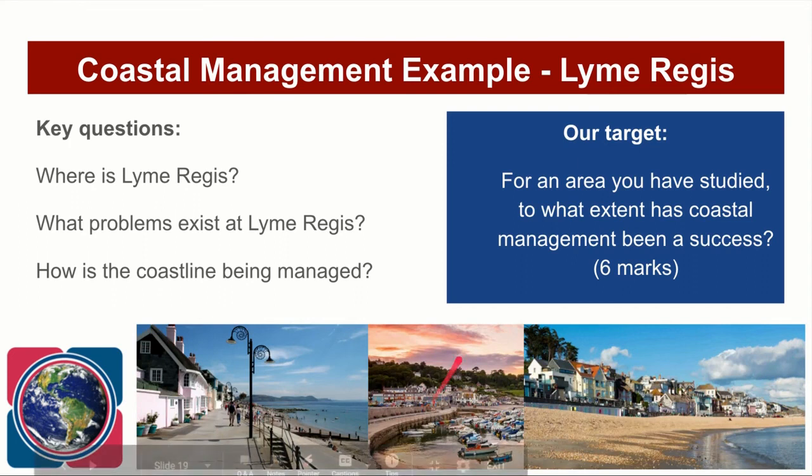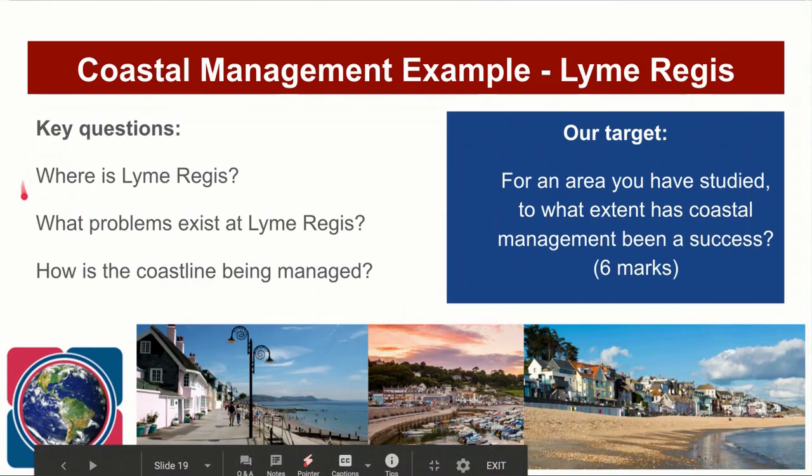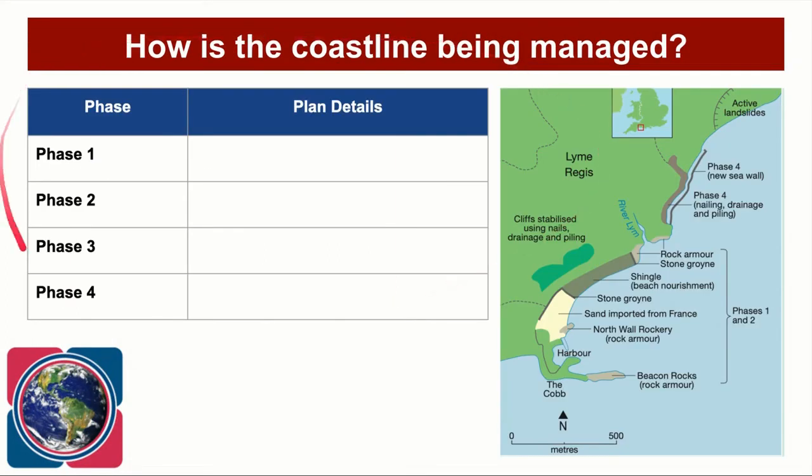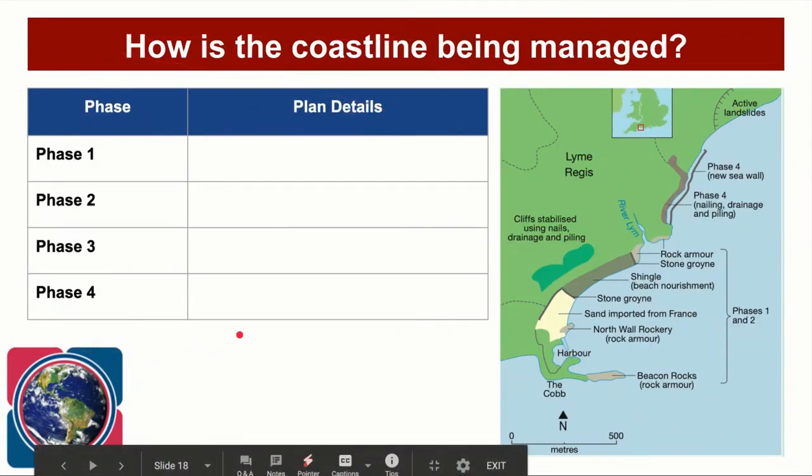And actually, if we then refer back to our targets, well, we can answer these 3 key questions. We can't answer our target question yet because we've still got another lesson to go. But we know where Lyme Regis is. We know the problems that exist, and we know the 4 phases within how its coastline is being managed, okay? And that will come through when you complete this table with each of those different phases.